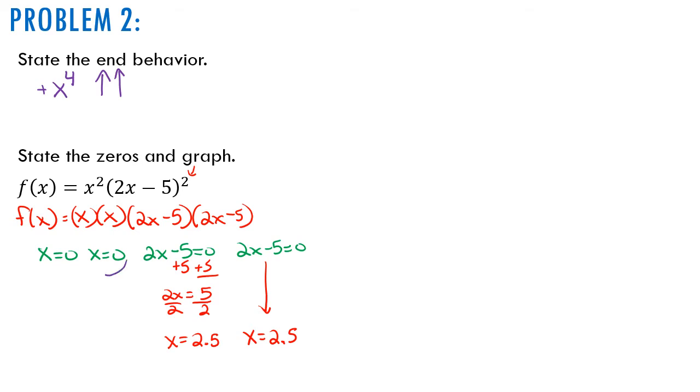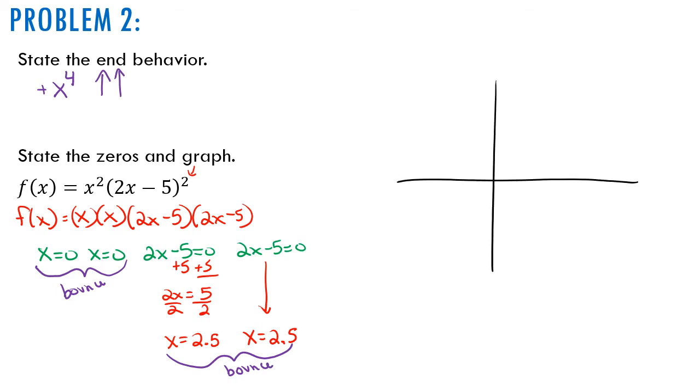So here I have an even number of zeros. There are 2 of them. 2 is an even number. So when I get to the 0, I'm going to bounce. The same thing is going to happen with the 2.5s. If I draw my x and y axis, I have a point at 0, and I have a point at 2.5.